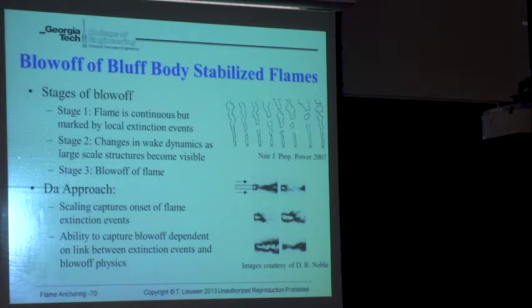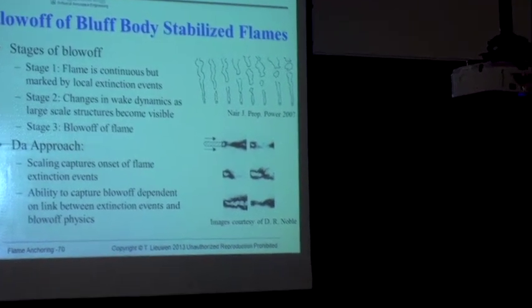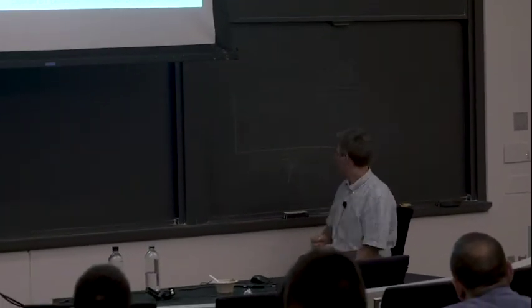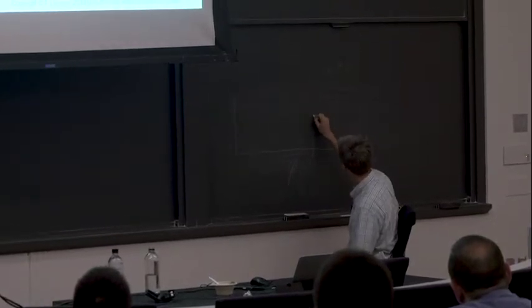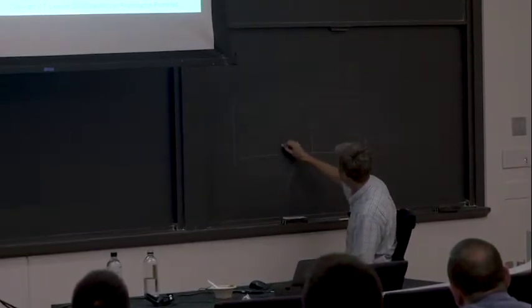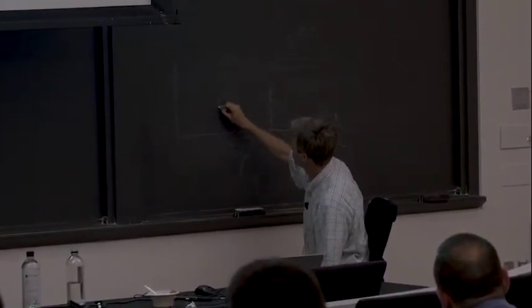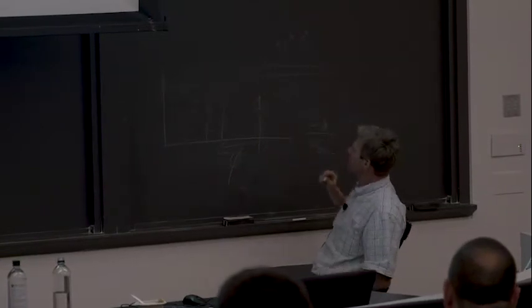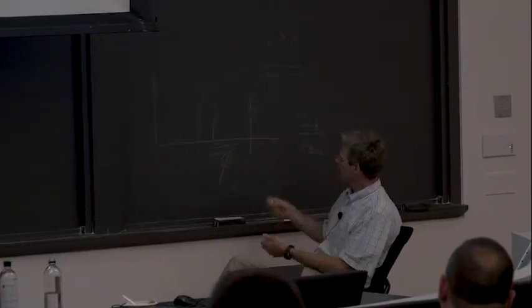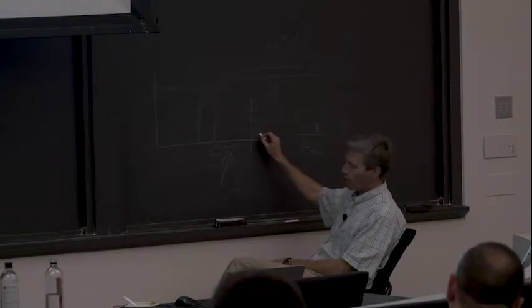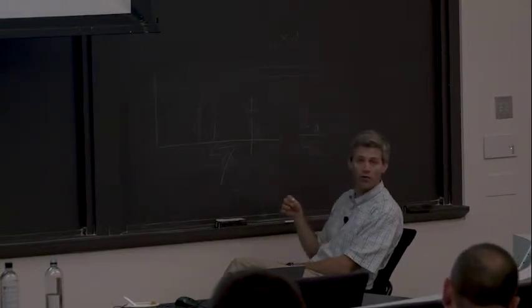So let me just think about this. Let me draw a picture here. Let's suppose I'm marching down in equivalence ratio, so I'm doing a blowout measurement by dropping equivalence ratio. Let's say right here I hit stage one. I keep dropping it, and I hit stage two. And then at some point, the flame is gone. What I'm suggesting is that all these extinction ideas are really telling me what's happening here, where I start to initially get holes in the flame.